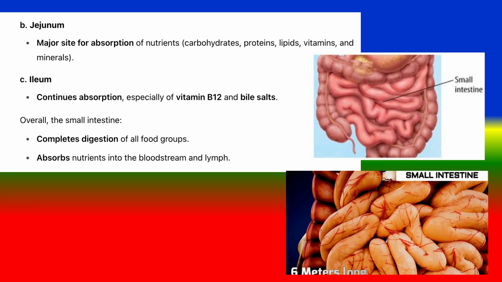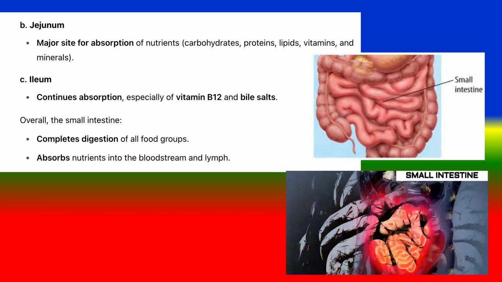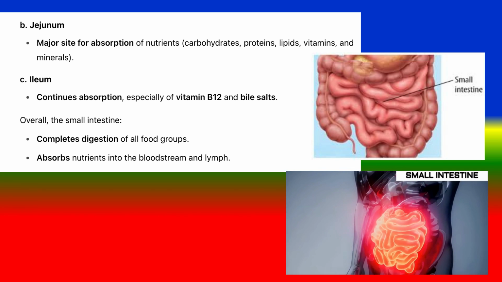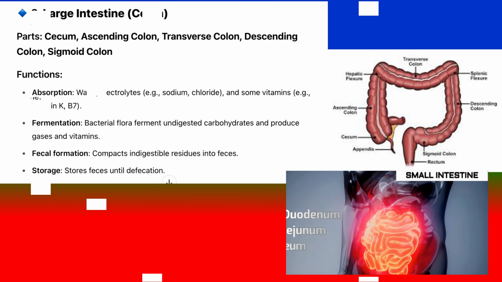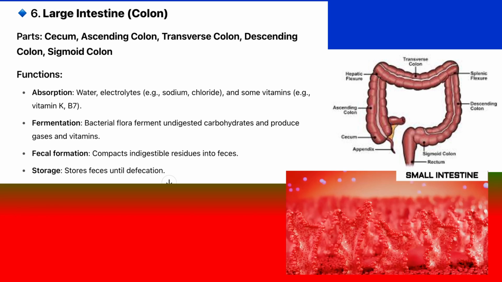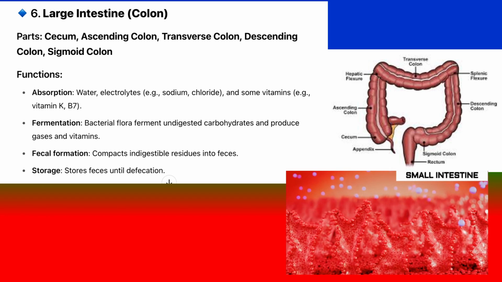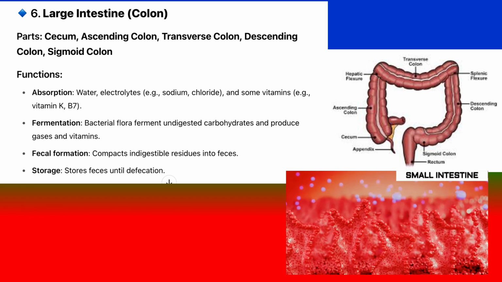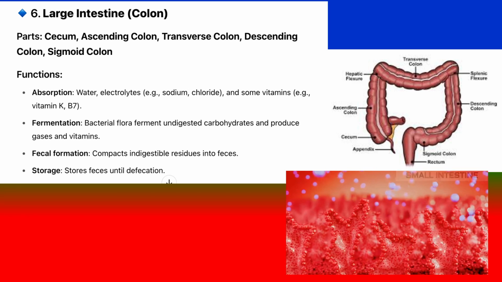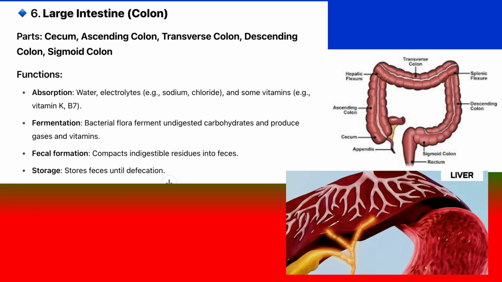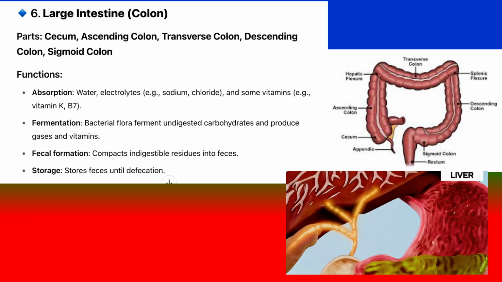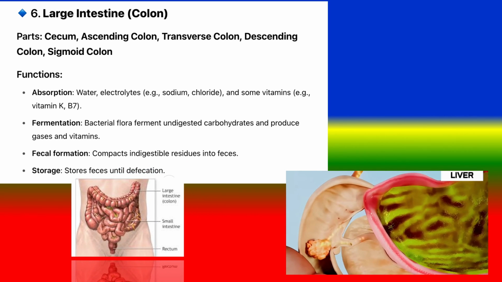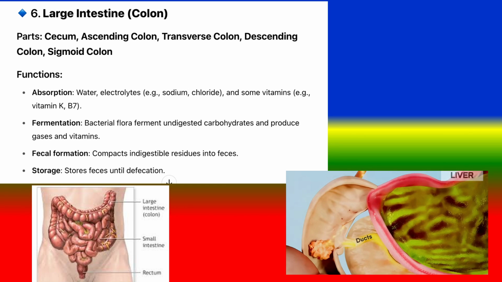Overall, the small intestine completes digestion of all food groups. Absorbs nutrients into the bloodstream and lymph. 6. Large intestine: parts: cecum, ascending colon, transverse colon, descending colon, sigmoid colon. Functions: absorption of water, electrolytes, e.g. sodium chloride, and some vitamins, e.g. vitamin K, B7. Fermentation: bacterial flora ferment undigested carbohydrates and produce gases and vitamins.